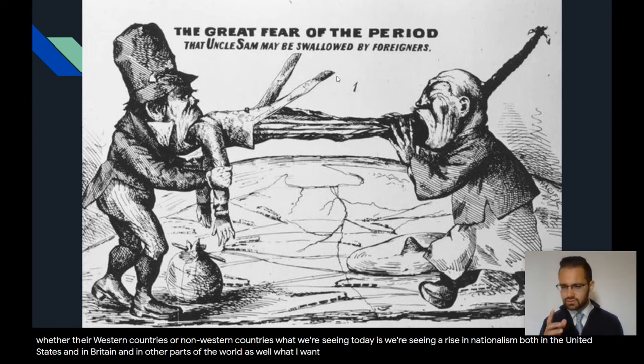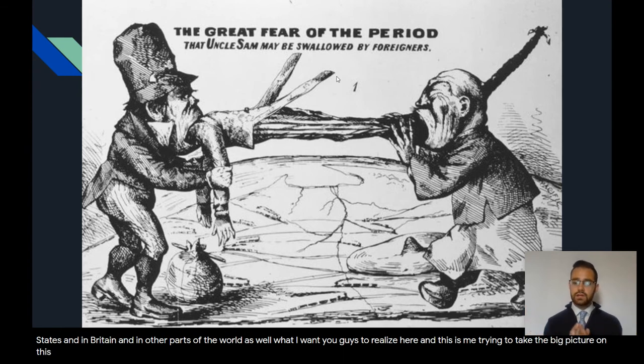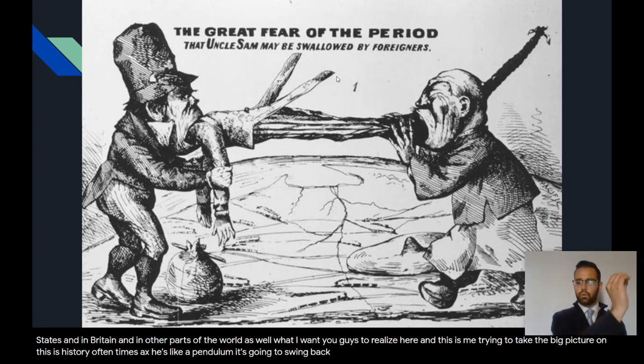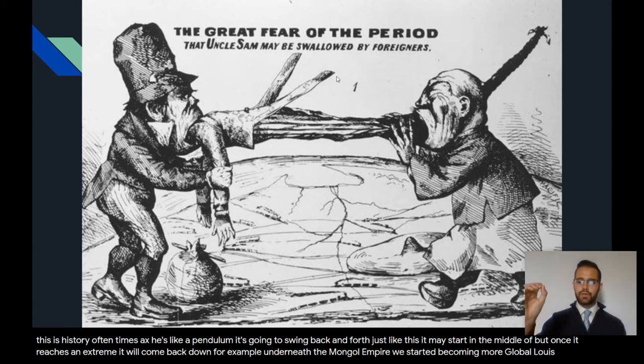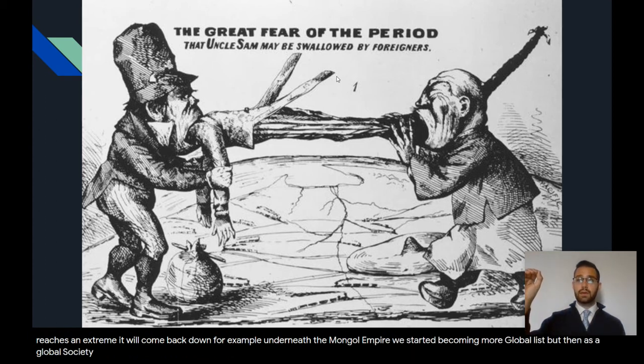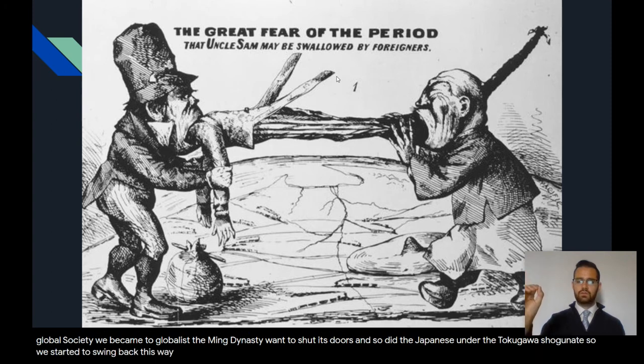What I want you guys to realize here, and this is me trying to take the big picture on this, is history oftentimes acts like a pendulum. It's going to swing back and forth just like this. It may start in the middle, but once it reaches an extreme, it will come back down. For example, underneath the Mongol Empire, we started becoming more globalist. But then, as a global society, we became too globalist. The Ming Dynasty wanted to shut its doors, and so did the Japanese under the Tokugawa shogunate. So we started to swing back this way, away from globalism.